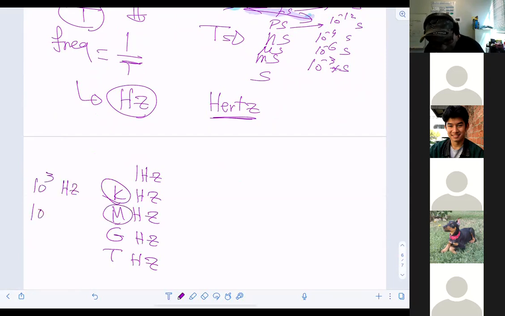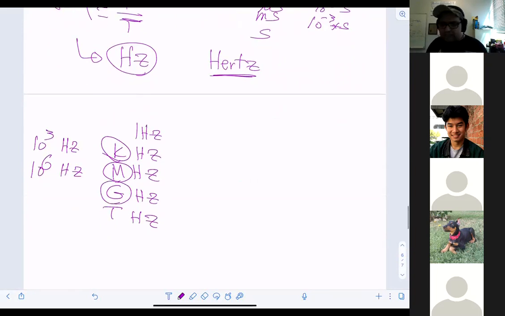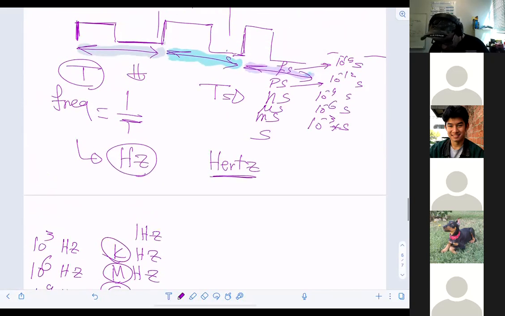M is mega, 10 power 6. G is gigahertz, 10 power 9 hertz. T is terahertz, 10 power 12 Hz. If you notice something, the flip of those.